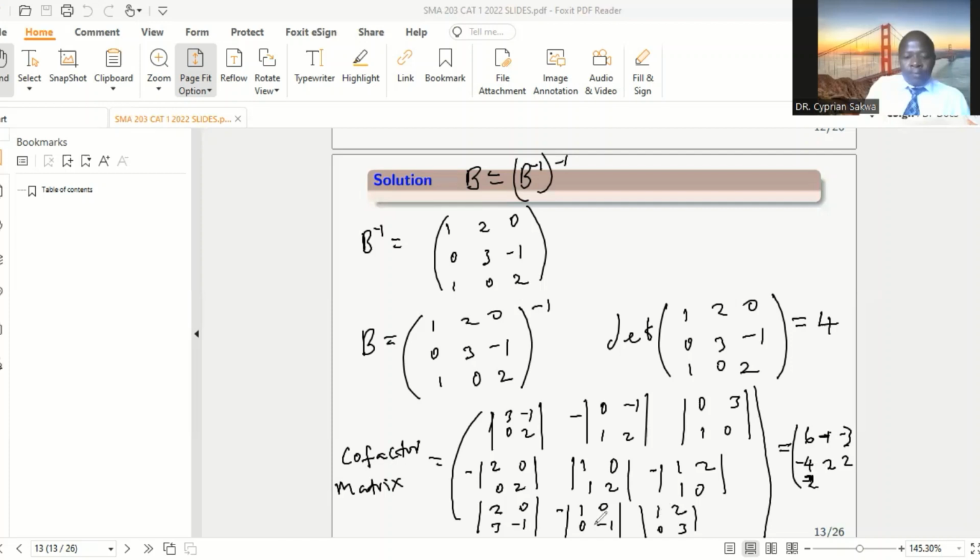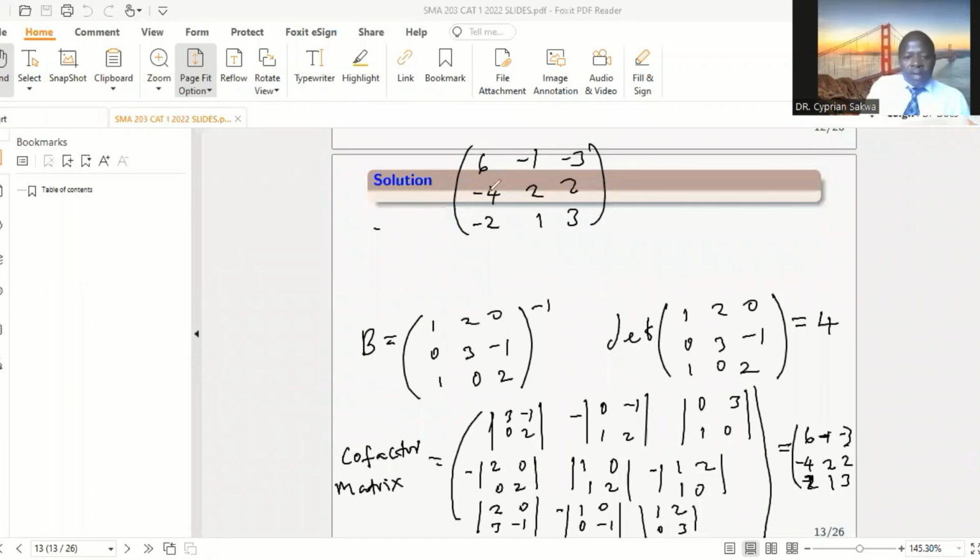Negative 2. And this is negative 1. There's a minus outside, becomes positive 1. And this is 3. Close the bracket. So let me just write properly here what my cofactor matrix is. My cofactor matrix I've just found: 6, negative 1, negative 3, negative 4, 2, 2, and I found negative 2, 1, 3. So I hope this is now visible.